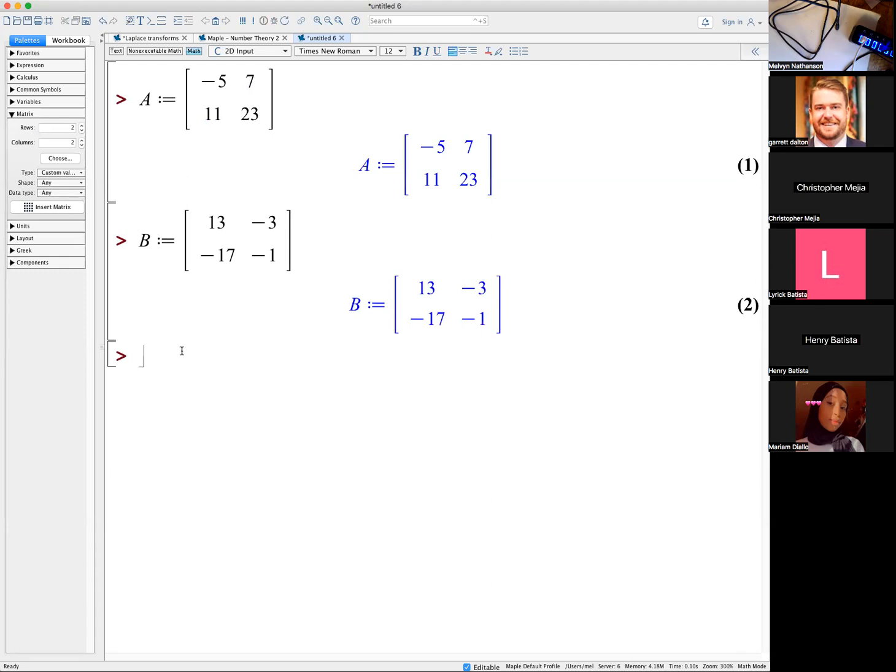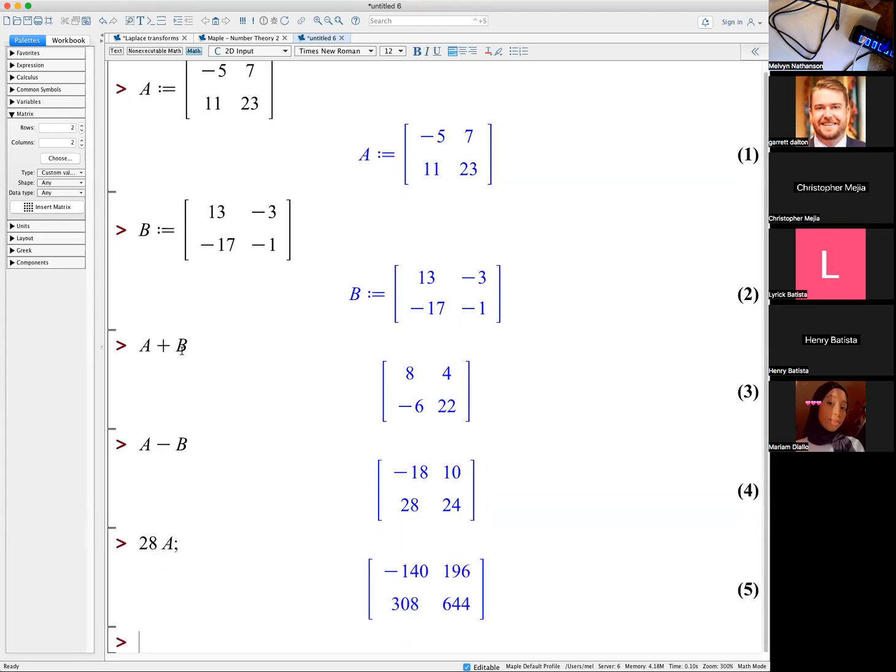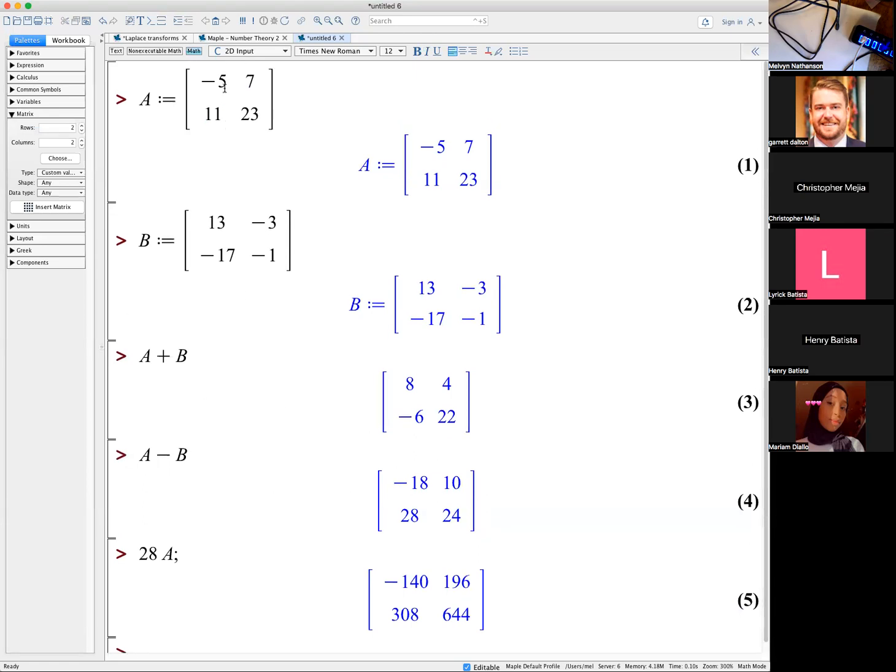So if you want to add them, you can just write, I hope, let's see, A plus B. You want to subtract them. Matrix is case sensitive, so A minus B. Suppose I want to multiply a matrix by a scalar. Let's see how to do that. Try 2 times A. Oh, sorry. I typed 28 times A, but that's okay. This is 28 times A.